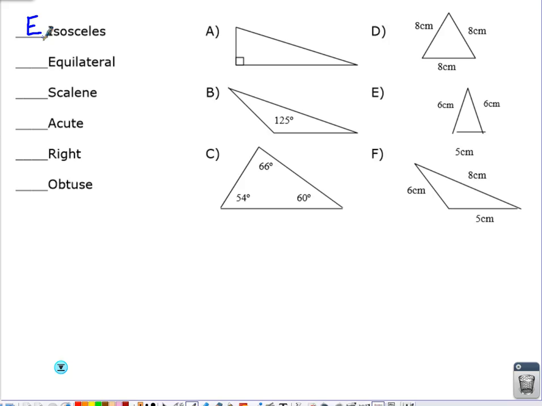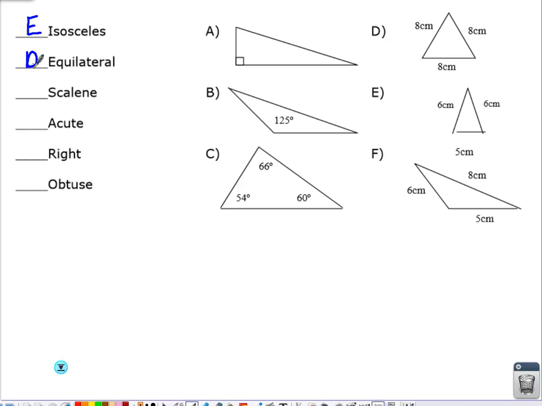Equilateral. What specifies equilateral? All of the sides are equal. Good. In an equilateral triangle, definitely all the angles will be equal as well. All three angles would equal 60 degrees.